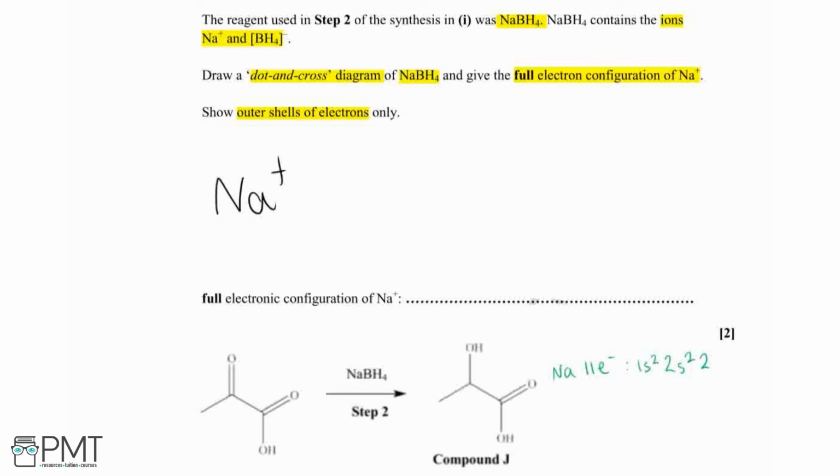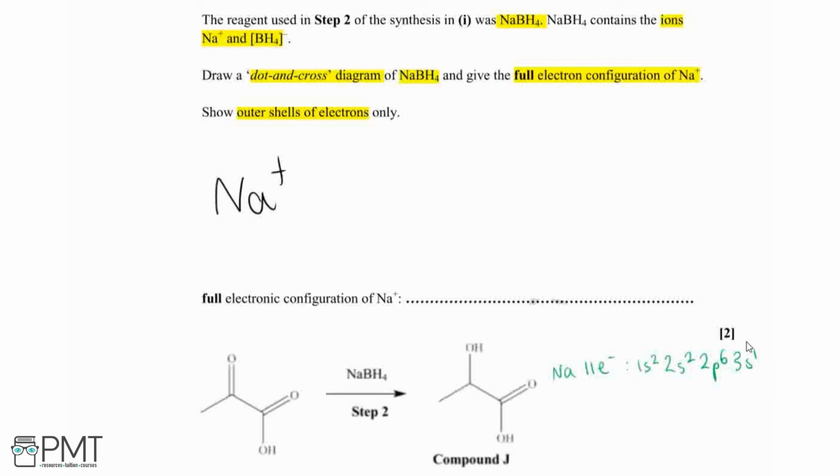2s2, 2p6, 3s1. So there's our outer shell electron. We've got just one because it's in group 1 of the periodic table, and it's in the s block because the outer shell electron is in an s orbital.